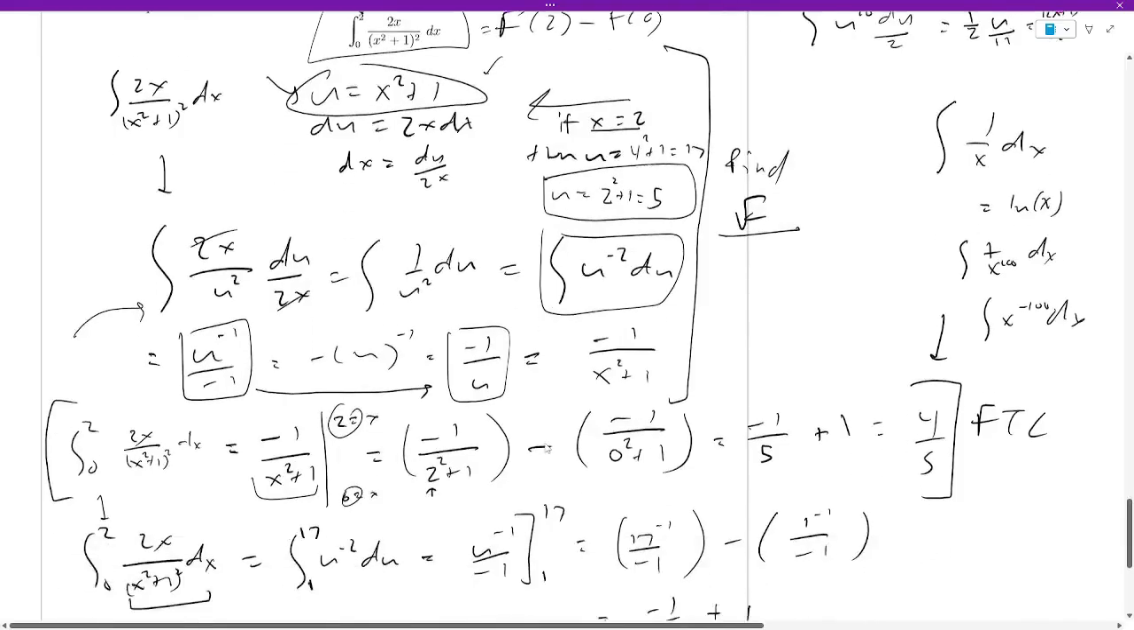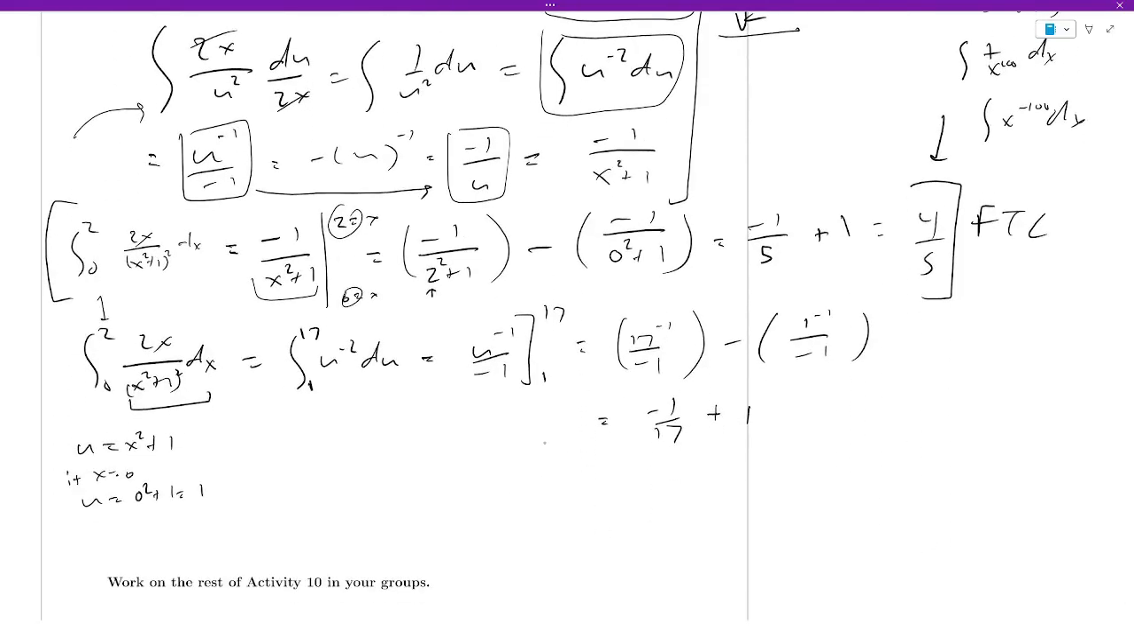So if we come back down here at the end, all the 17s should be 5s instead. So 1 to 5 instead. I plug in my 5, 5 to the minus 1 over minus 1, I'm going to get negative 1/5 plus 1, which is exactly the same as we got before. So that's 4/5.